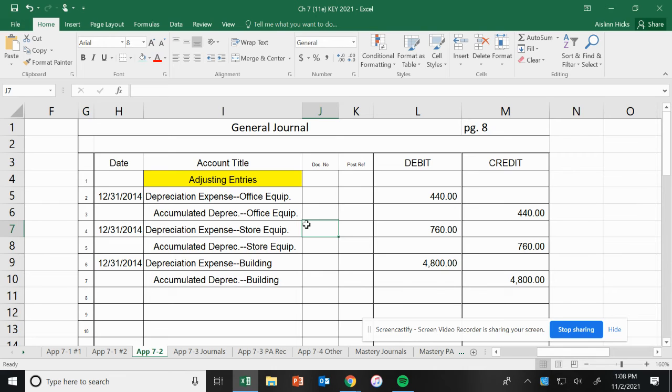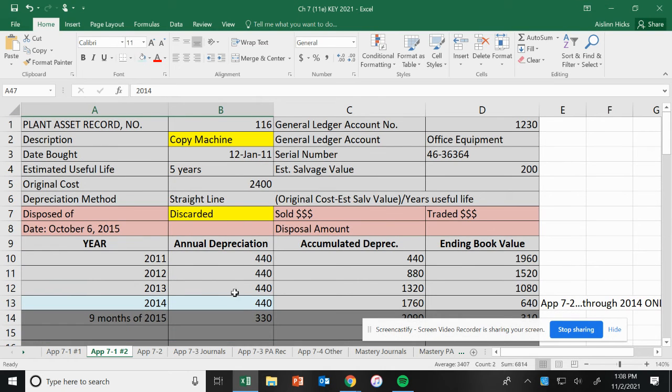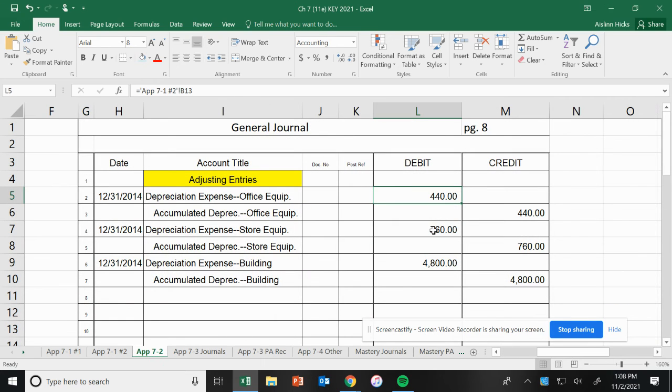Every time we journalize the adjusting entry, we're going to have to do 3, one for each of the 2 types of equipment, and one for the building. I put in the year so you know where I'm pulling the number. This was for the first one. Remember I linked that to, wait for it, copy machine right here, 440. The next one is for the shelving unit, and then the next one is for the building, and that was for 2014. So every year I do that.